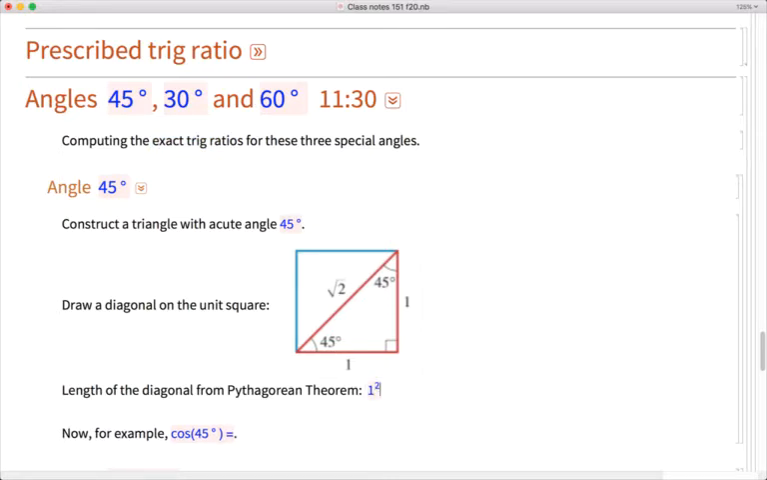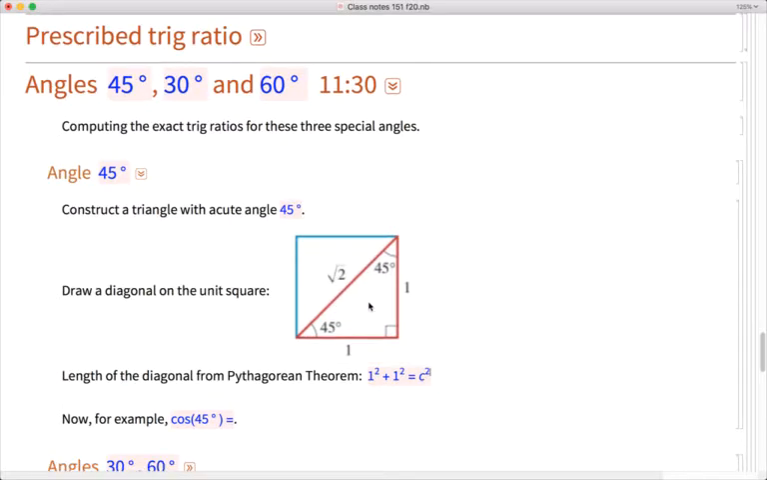This is 1 squared plus 1 squared equals c squared, and when you solve that, it tells you that the hypotenuse is root 2. Okay, so having constructed this right triangle with a 45-degree acute angle, you can compute any of the trig ratios for the 45-degree angle now. I won't try to compute them all, but you can, because you know all 3 sides. You can compute any ratio that's requested.